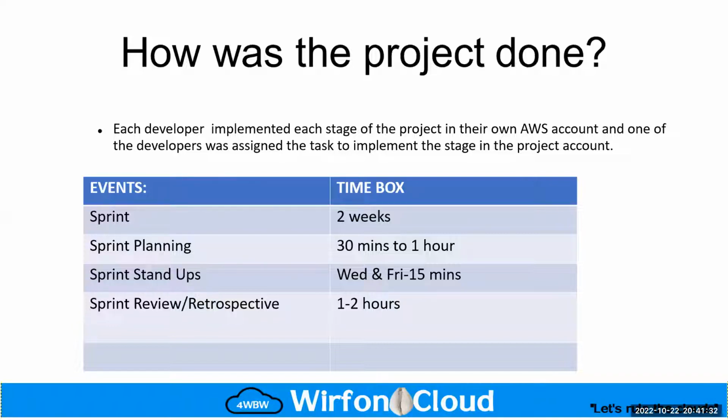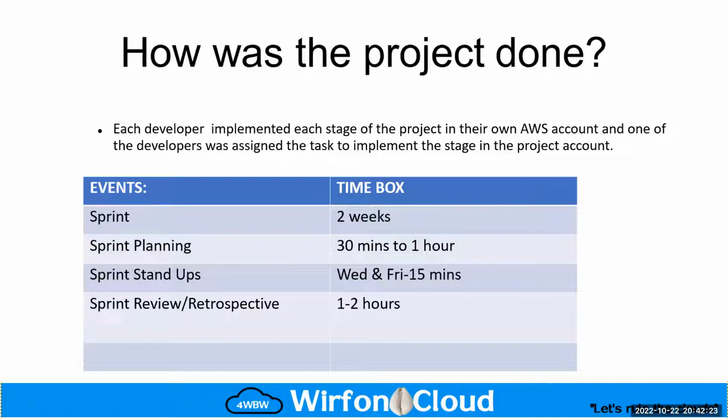For each sprint, we had a sprint planning session, which was about 30 minutes to 1 hour, where we assigned our tasks for the sprint. Then each week we had sprint stand-ups on Wednesdays and Fridays that lasted for 15 minutes each. During these stand-ups, we informed the team where we were at each stage of the project. It was very important that we had these stand-ups so that we could gauge where we were with each stage of the project.